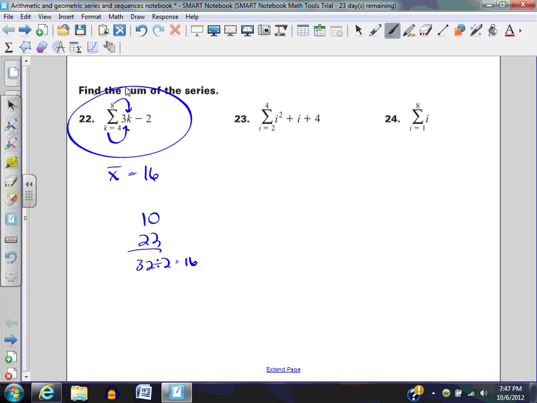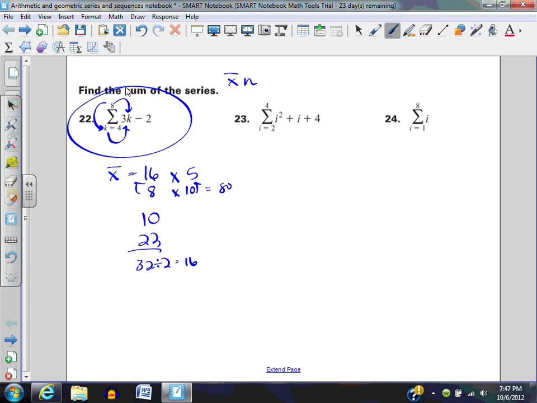Now I take how many terms, because remember, it's x-bar times the number of terms. I take 8 minus 4, which is 4, must add 1, and it's 5. So I take 16 times 5, which, by the way, is the same thing as if I halve this one and double this one, it's 80. I don't know if you ever do that kind of mental math, but that is the answer.